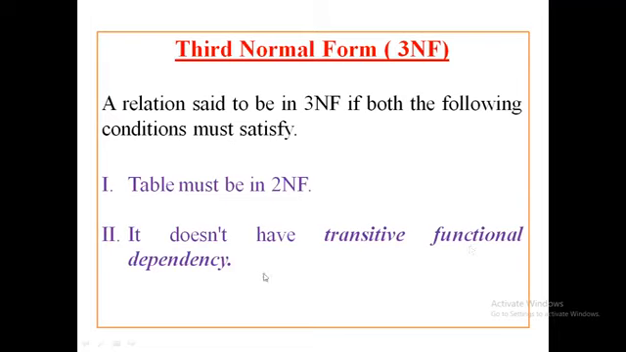So in the normalization series, this is the new term, transitive functional dependency. If you get the idea about transitive functional dependency, then only will you understand third normal form, because this is the important point in third normal form: it doesn't have transitive functional dependency.